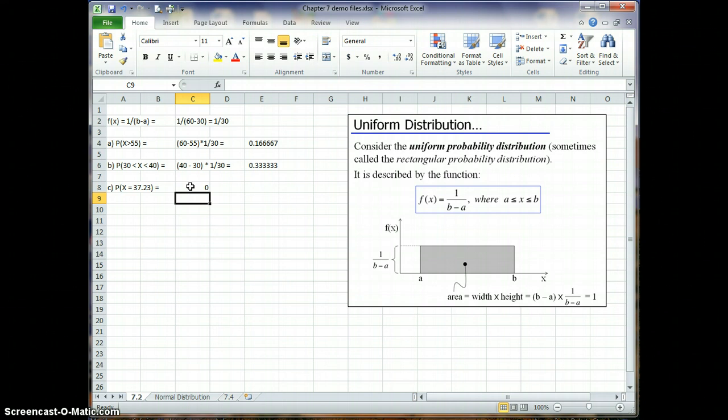So that's it for the uniform distribution. I'll be back to talk about normal distributions first, just some of the characteristics of that and how that functions, and then we'll look at problem 7.4 as well.